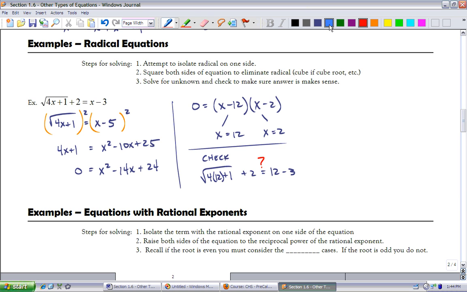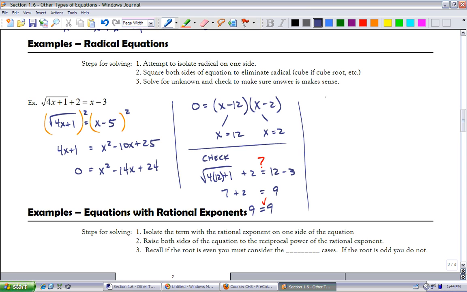Well, we get the square root of 49, which is 7, plus 2. Does that equal 9? Yeah, it does. So we end up with 9 equals 9, right? Which is definitely allowed. So 12 is definitely one of our final answers.